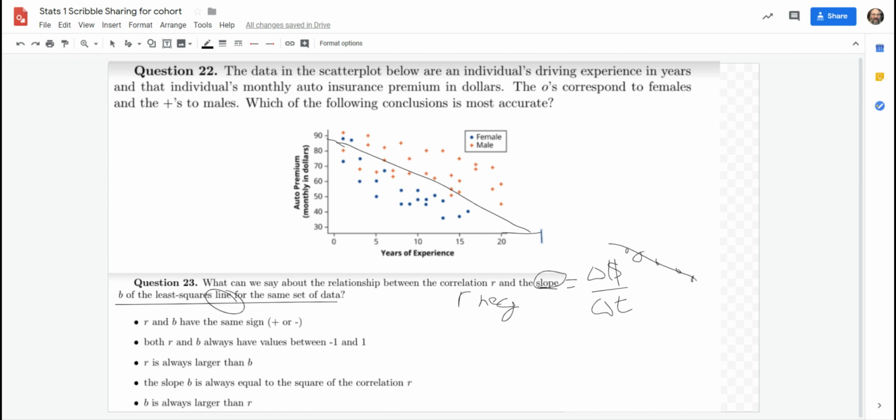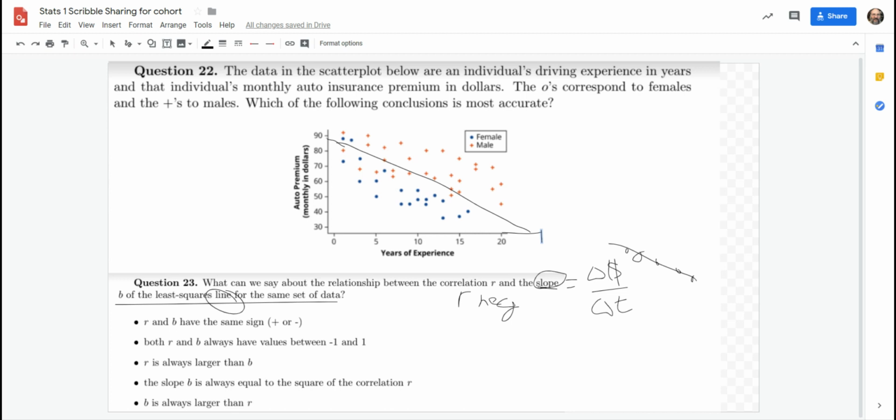My slope is what it is using the rise over the run in whatever units they are. If this was Canadian dollars and we were looking at months, we'd get a completely different value for B. All we know about B is that it is negative. This is a graph going downward, so it has a negative slope. Other than that, there's not much other information.